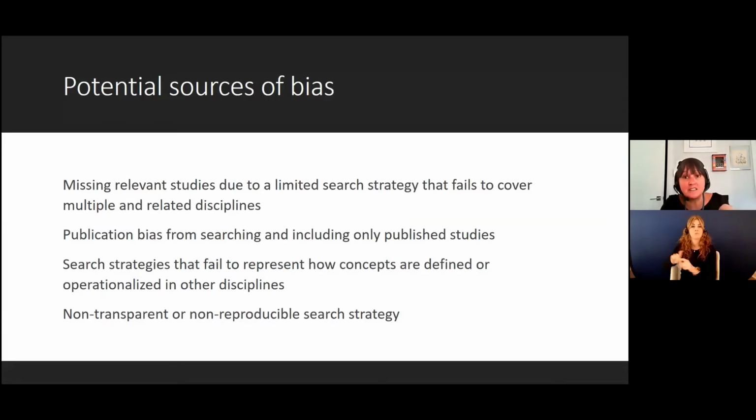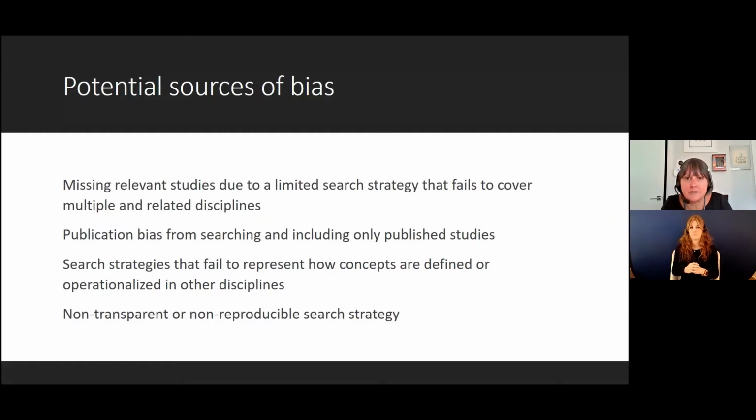And we also know that the way information is cataloged and indexed in the world means that we need to search multiple databases, because they don't all overlap. And it also turns out that many of us have access to different forms of those databases.